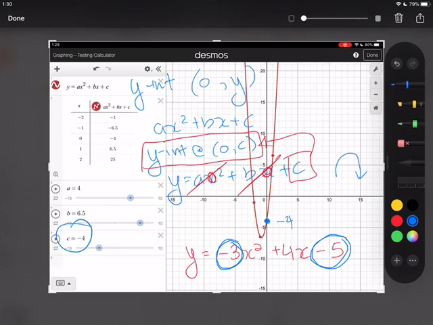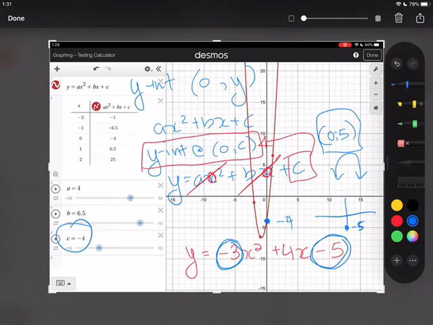Okay, so I know this graph's going to look like this, and somewhere along this graph, it is going to cut through the y-axis at -5. I'm not really sure where that is, but I know that the point (0, -5) lives on this graph. So it opens downwards, and (0, -5) is a point on this quadratic function.